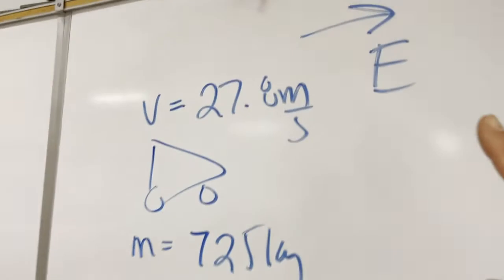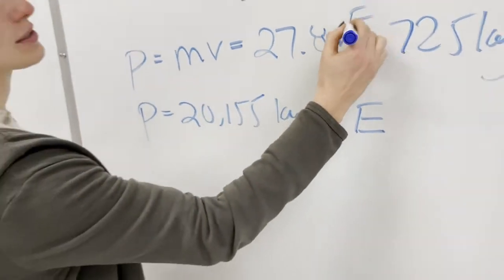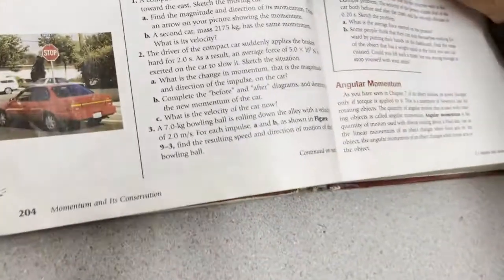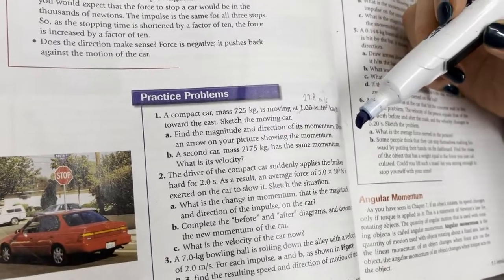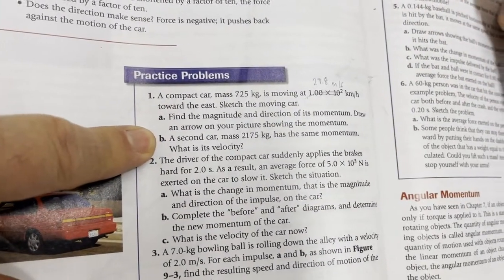Because it's a vector, and you had the direction here, it should go in here as well. Include your direction. And then a second car, with a mass of that many kilograms, has the same momentum.